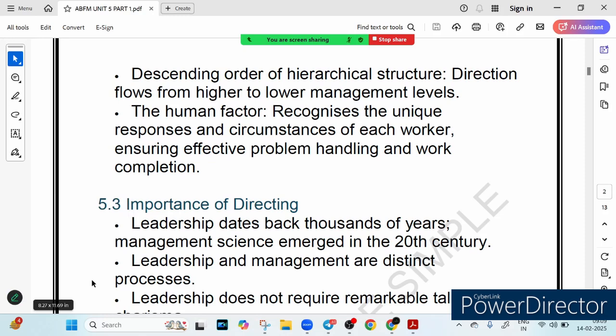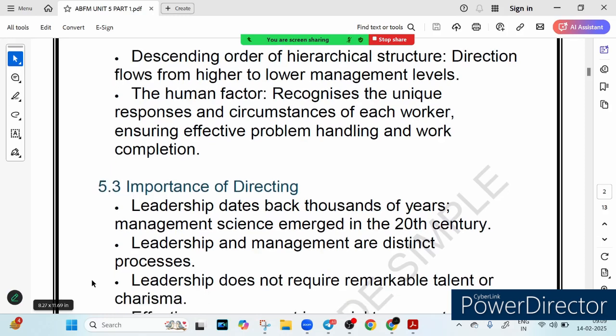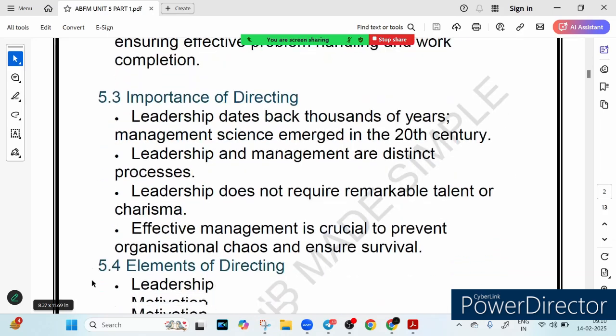So friends, we are diving into directing, the secret ingredient that keeps organizations running smoothly. You might think leadership is all about being a born genius or having superstar charisma, but guess what? That is a myth. Let's break it down in the simplest way possible. So the question is, why is directing important? That is what we are going to discuss now.